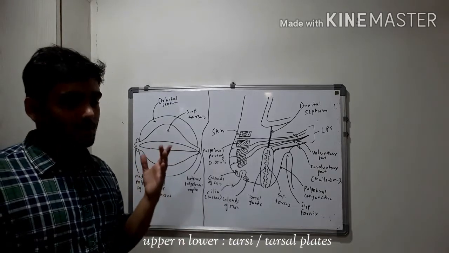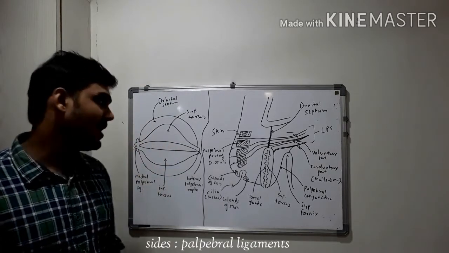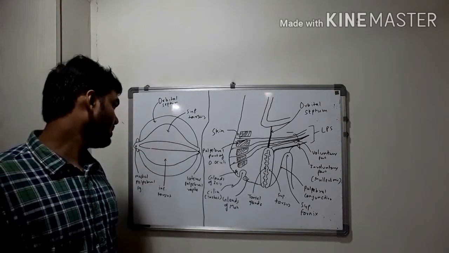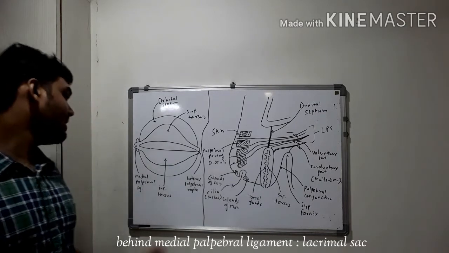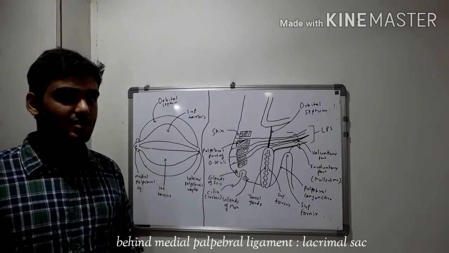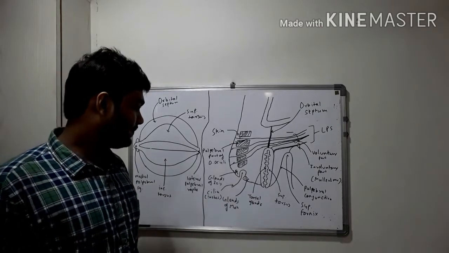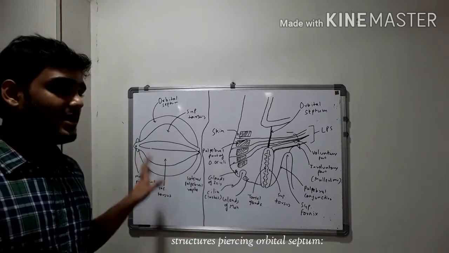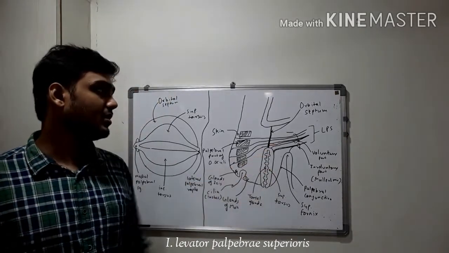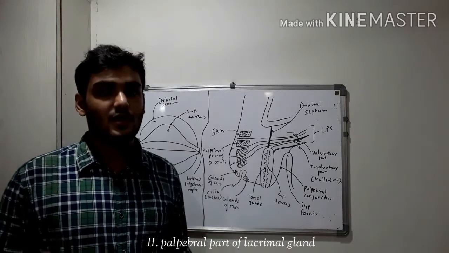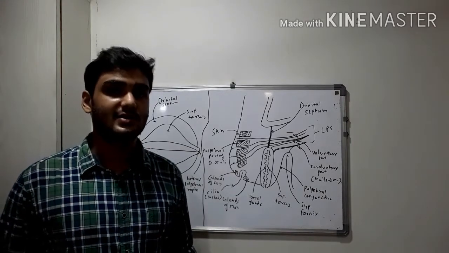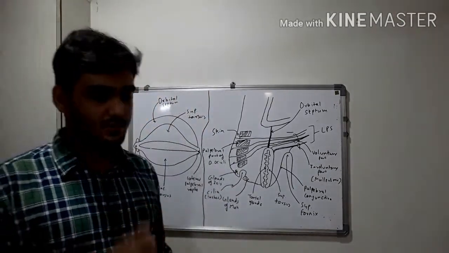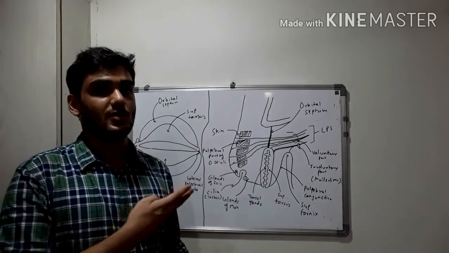And the thickenings on the sides are known as palpebral ligament. The medial one is known as medial palpebral ligament and the lateral one is known as lateral palpebral raphe. And behind the medial palpebral ligament, we have the lacrimal sac. So the structures piercing through the orbital septum are the levator palpebrae superioris muscle, the palpebral part of lacrimal gland, and the nerves and vessels which traverse from the orbit to the face.